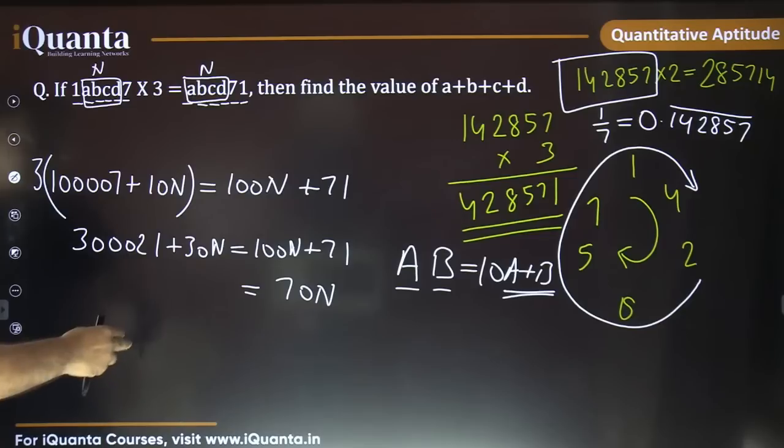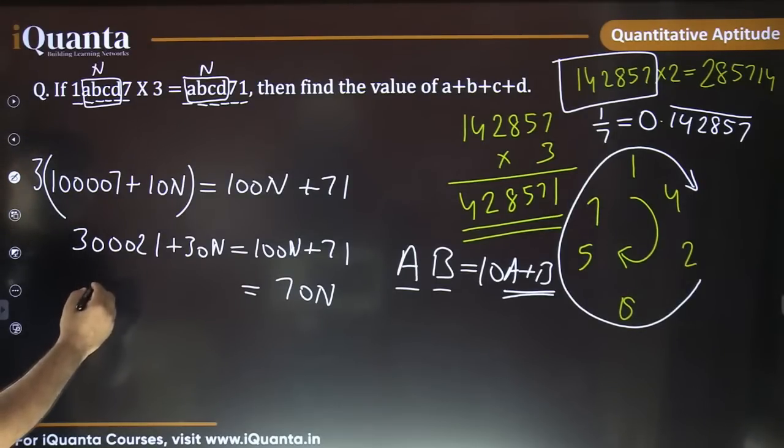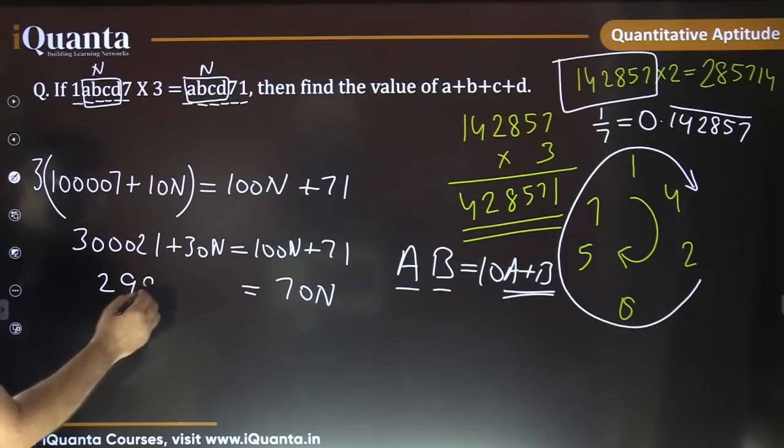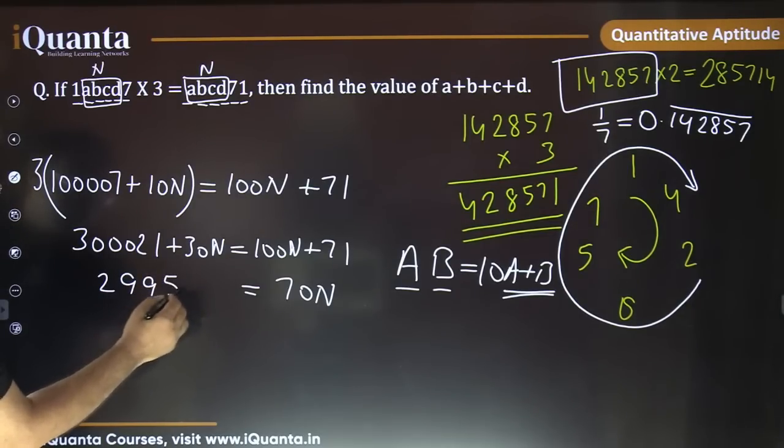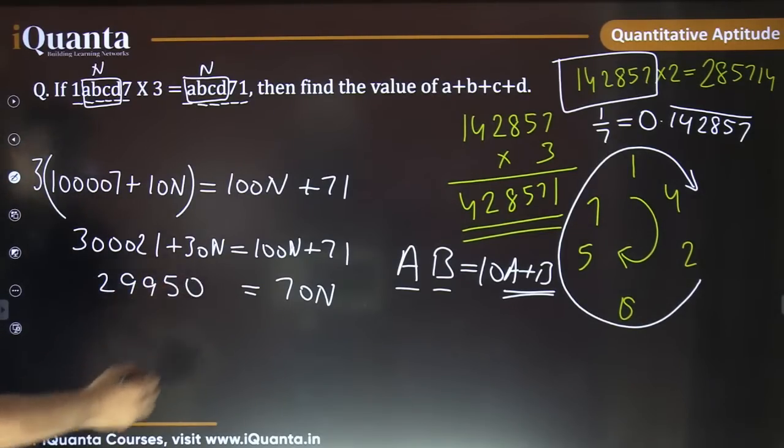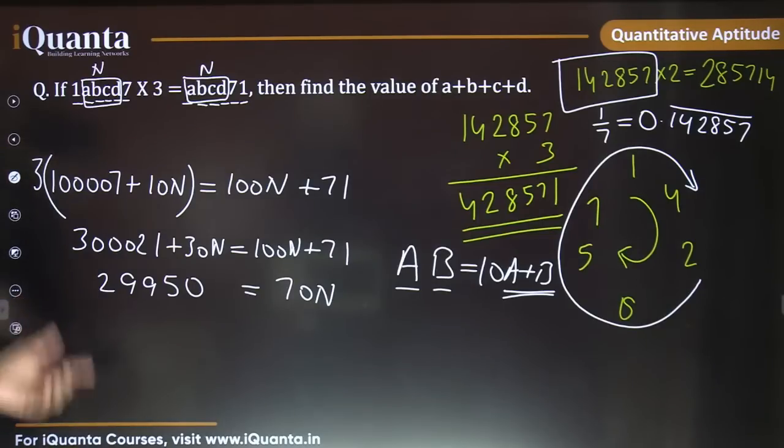So 1 will go directly here, 7 will be subtracted from this, so what will remain? What will be the value here? Please subtract and tell me. It will be 29950. Am I right? Please check. Is it okay? Yes, 29950. Perfectly fine. Good. So that is 70n.